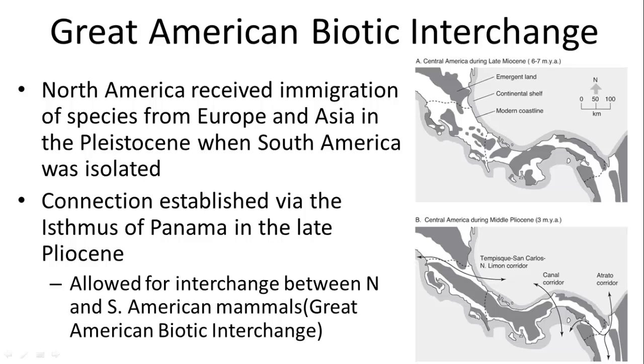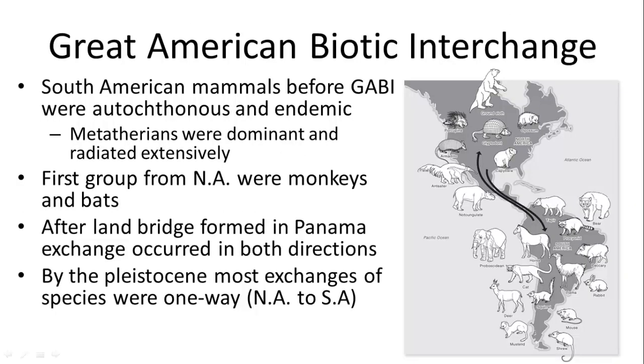And let's see, originally, most South American mammals before this were autochthonous and endemic. So they were only found in South America, and their ranges were within where they had started. Metatherians were dominant, and they radiated extensively.